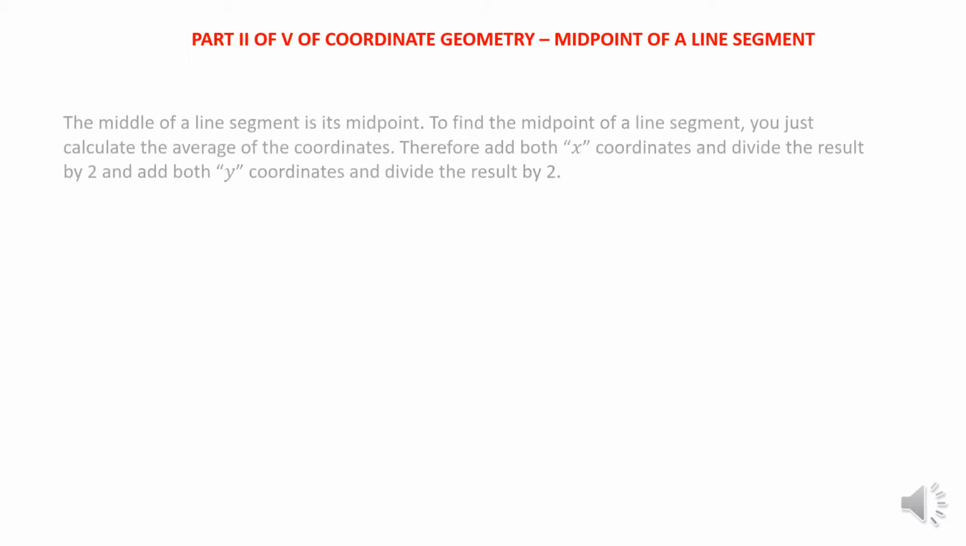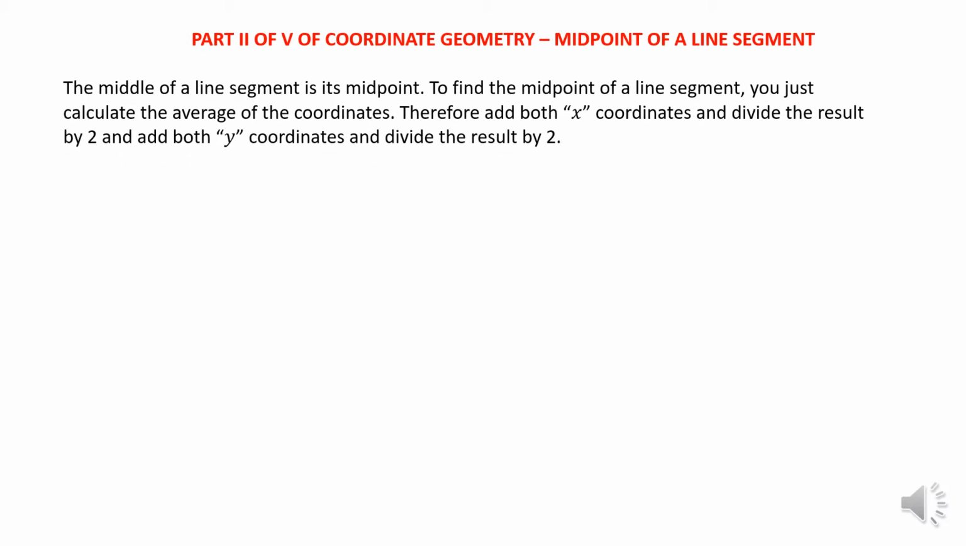This is my second part of 5 of coordinate geometry, and I'm going to do the midpoint of a line segment. Right, so when we are talking basically about the midpoint of a line segment, you just have to calculate the average of the coordinates. That means you add your x coordinates and divide the results by 2, and you add your y coordinates and divide the results by 2.